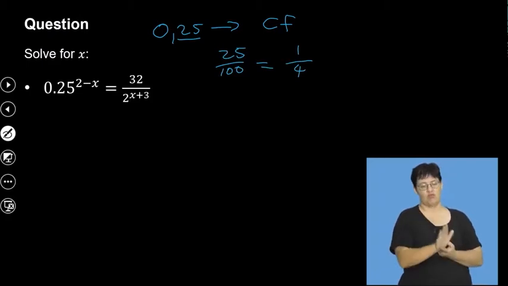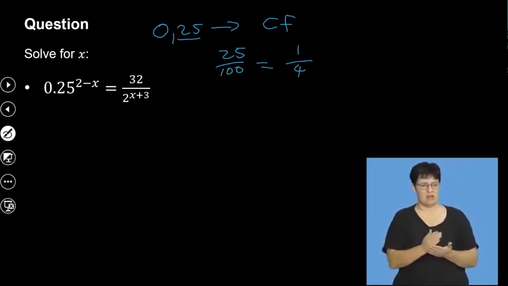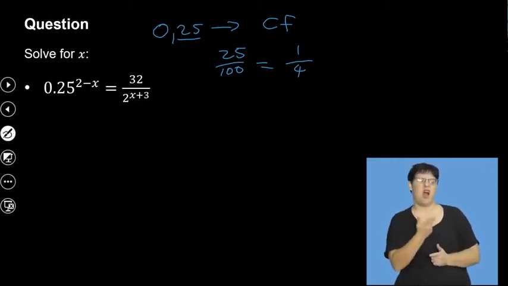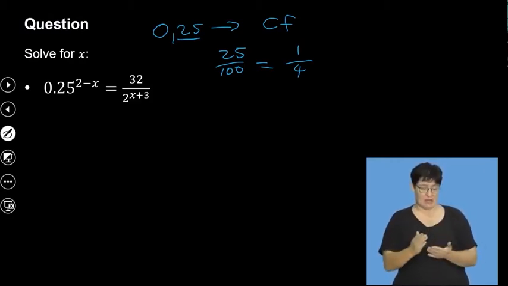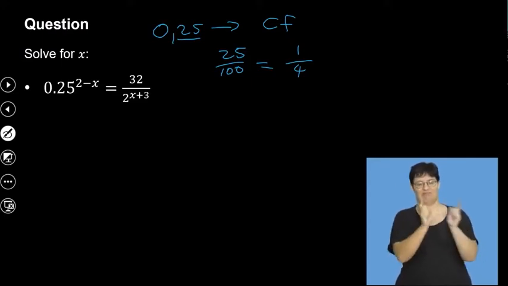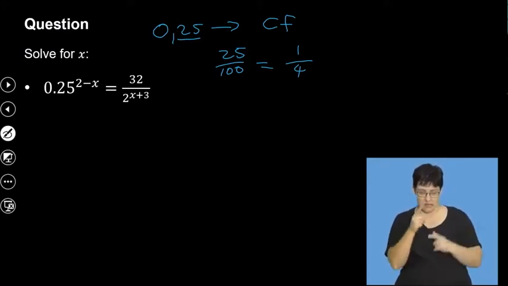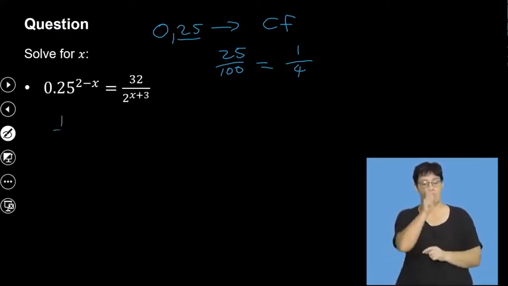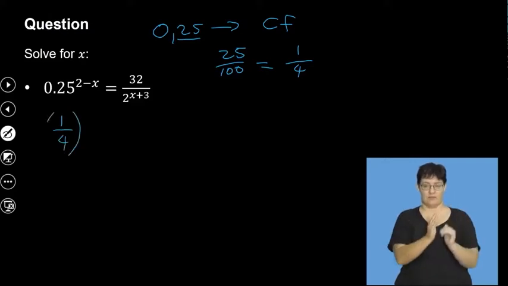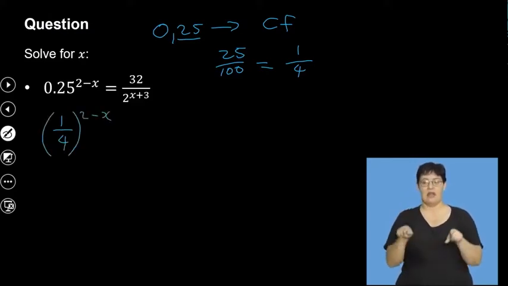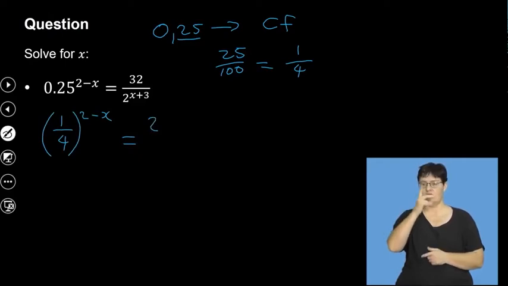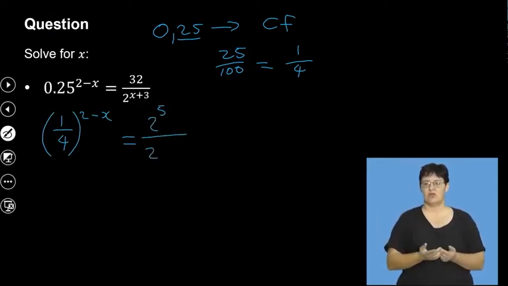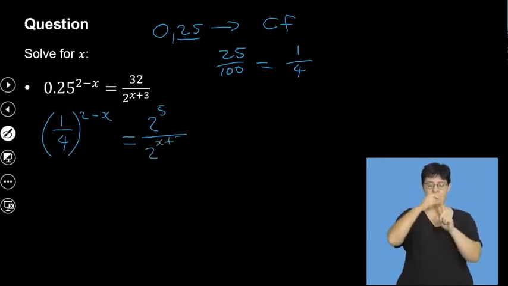So I'm just showing you this because at times you're not going to get a straightforward decimal like this one, where you know 0.25 is just a quarter, right? At times you'll get a decimal that cannot just be converted from the get-go, and you will need to employ this method that I just showed you. So this will be the same as 1 over 4 to the exponent of 2 minus x equal to, this is 2 to the exponent of 5 divided by 2 to the exponent of x plus 3.